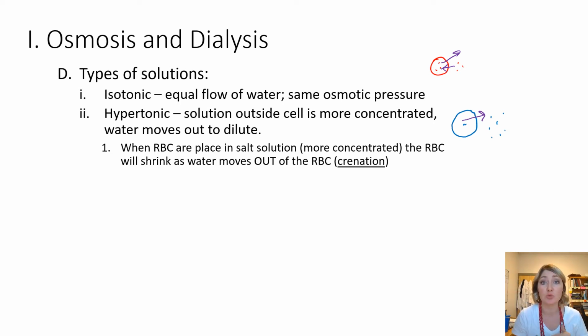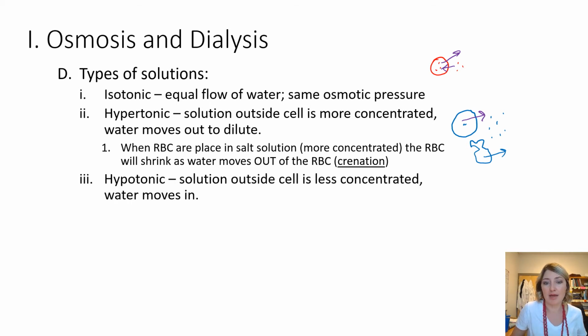If you were to place them into a salt solution, that salt solution is more concentrated. So your red blood cell is actually going to shrink as the water moves out of the red blood cell. And we call this process crenation. This is going to be a terrible drawing, I have a great image on the next slide, so hang in there. But it will eventually shrink as all the water has moved out of the cell, because the volume is shrinking, because those red blood cells have a lot of water in them.